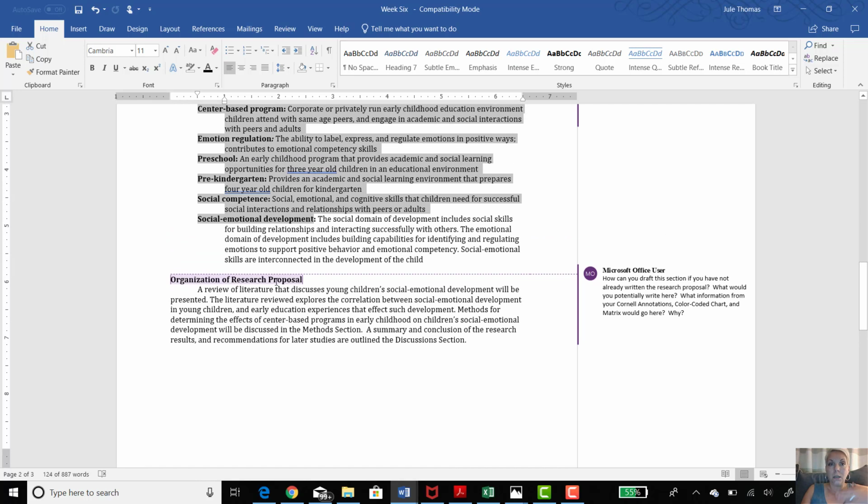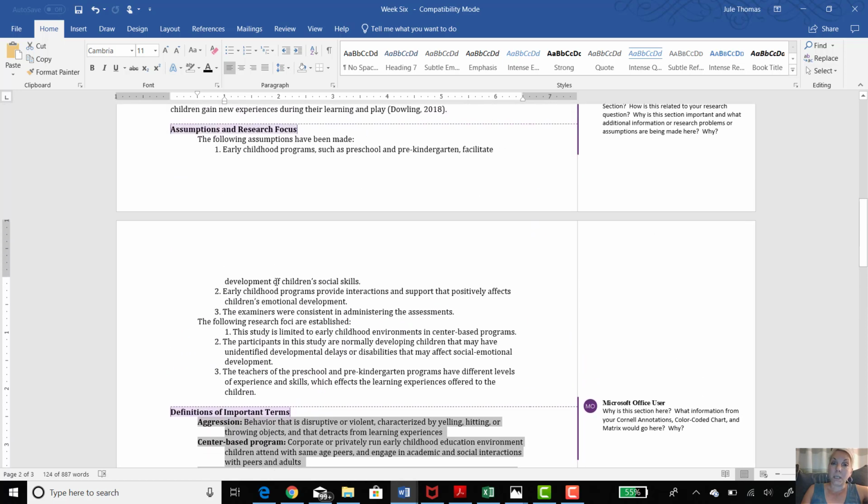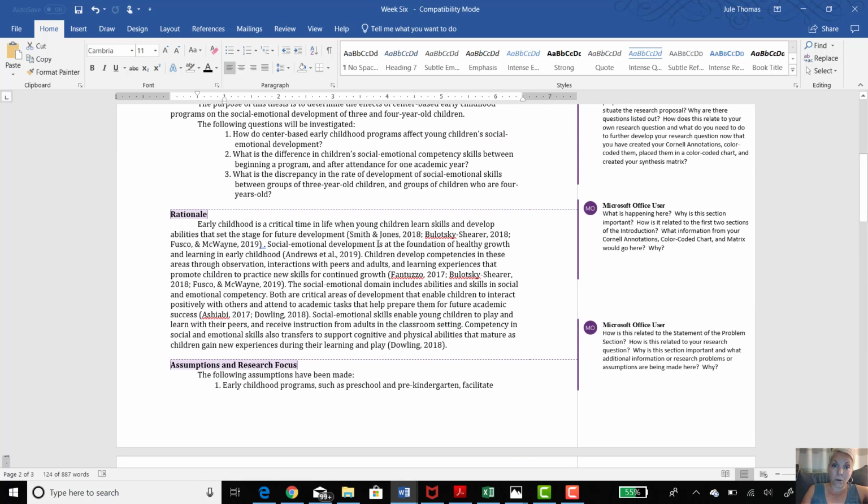Again, as I said, this introduction must follow this template. There's no deviations to it. It must use a large amount of in-text citations from your Cornell annotations, and I need to see that you're using multiple sources together to make claims, right? That's the whole point of color coding and charting and creating the synthesis map, to be able to see where you can use your articles together to make similar claims.